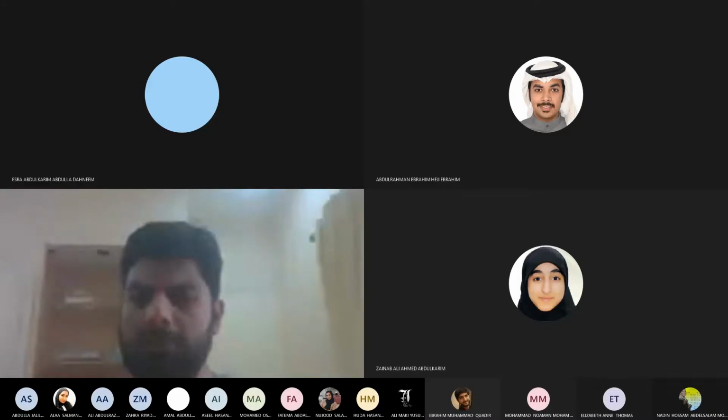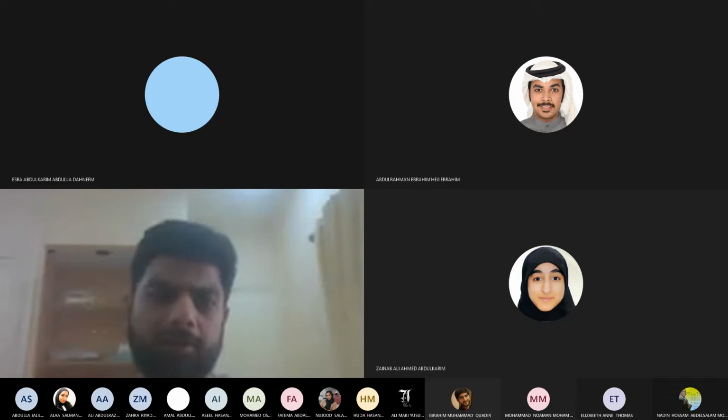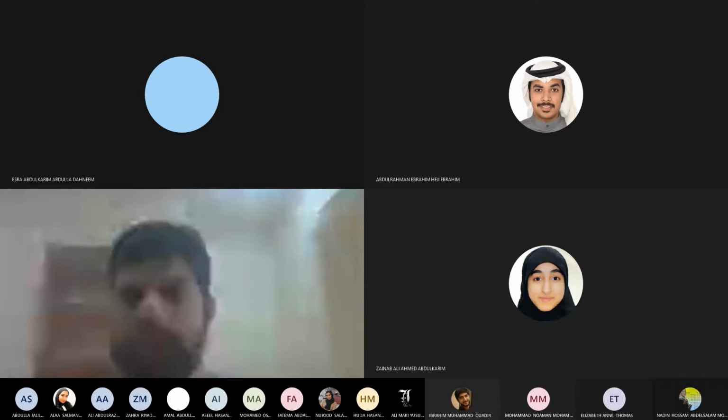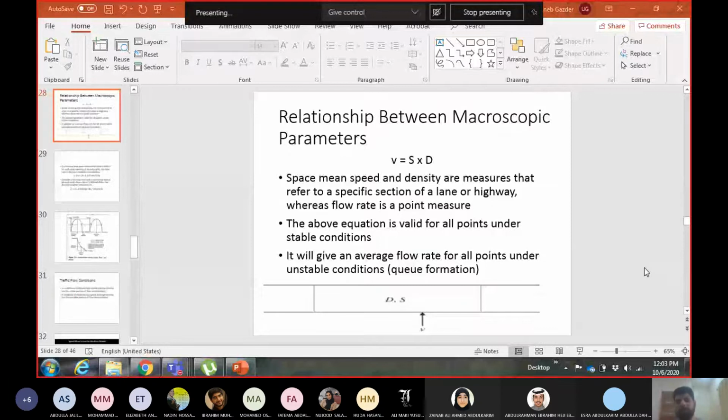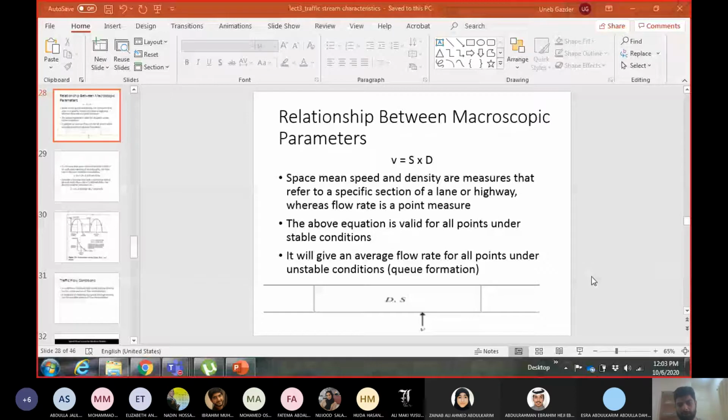Yeah. So we saw how we can calculate density and rate of flow and speed using headway and spacing. Today we are going to start with the discussion about the relationship between macroscopic parameters. The three macroscopic parameters we discussed: flow, speed, and density. So you can look at the equation here.